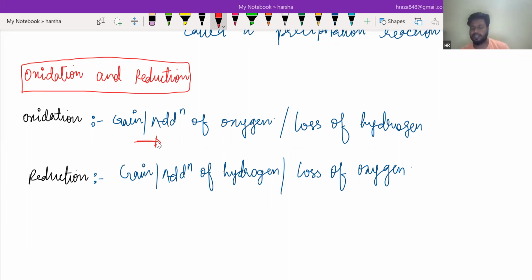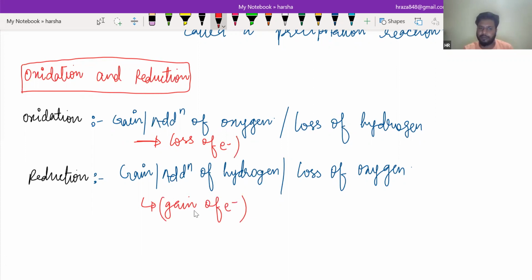So it's not necessary. You can see in our environment, in our surroundings, this is not a compulsory condition that every reaction has oxygen or hydrogen. It may or may not have the presence of oxygen or hydrogen. So in that case, how will we define oxidation or reduction? In class 11, you will learn that loss of electron is called oxidation and gain of electron is called reduction. This part you will study in class 11. Okay.